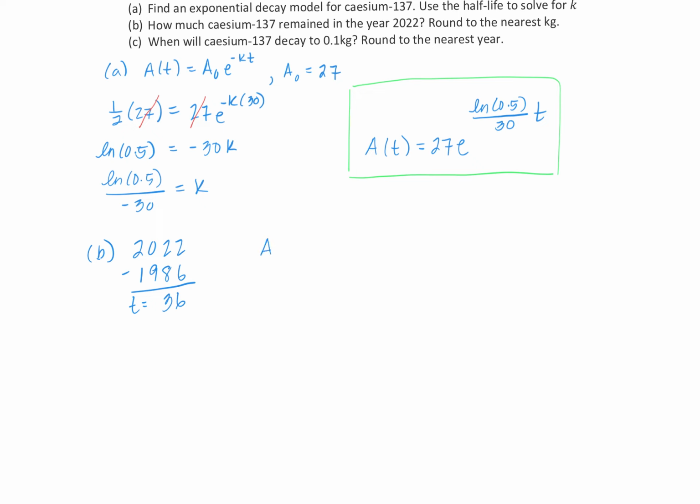So the amount after 36 years of cesium is going to be equal to the amount we started with, which was the 27, e to the natural log of 0.5 over 30. Again, notice I didn't get a decimal approximation for that, even though it is kind of a pain to write that over and over again, because we only want to round our final answer. We don't want to round right now. And so t is 36.